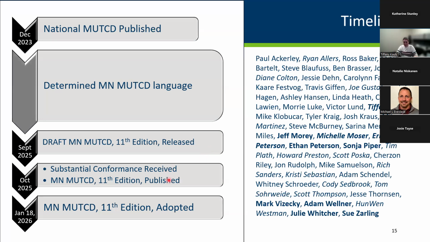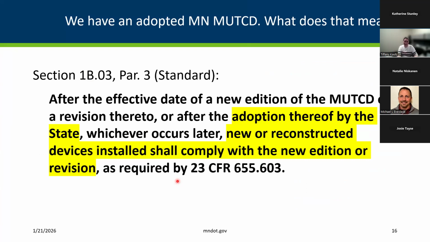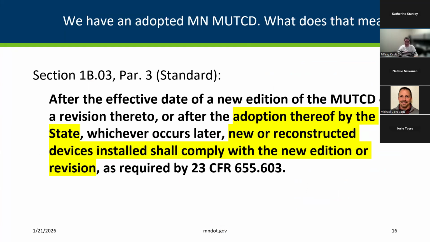And so why did we publish and not adopt at the same time? Well, that had to do with this standard in section 1B.03, that once we adopted, new or reconstructed devices installed shall comply with the new edition or revision. So we wanted to give some folks some time to see the MN MUTCD 11th edition before we officially adopted. It is now officially adopted, and it is the standard that should be used for new or reconstructed devices.